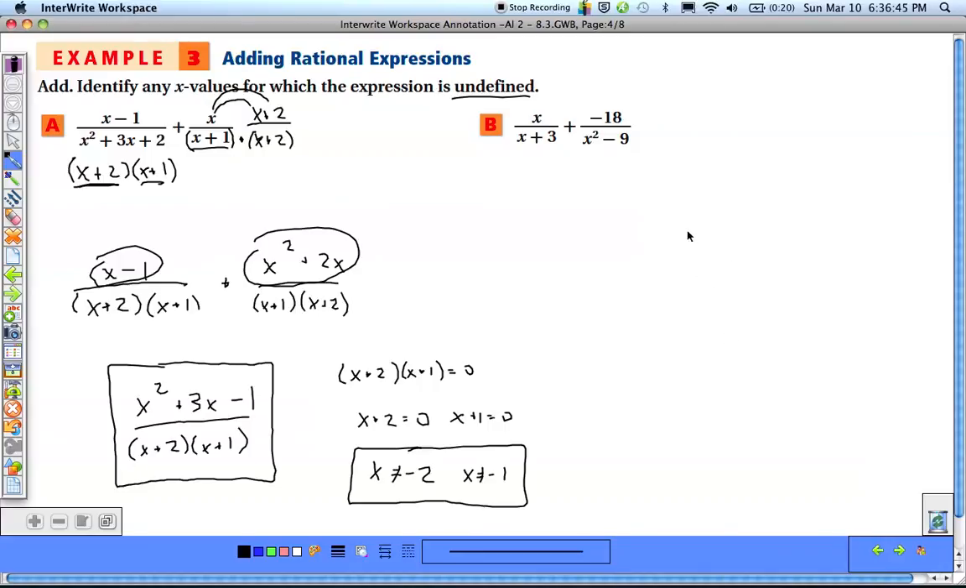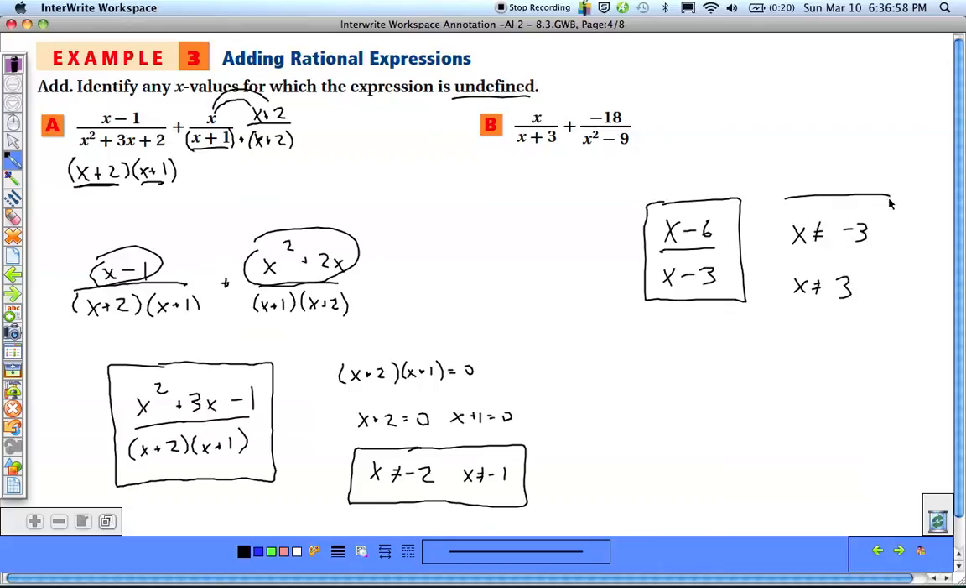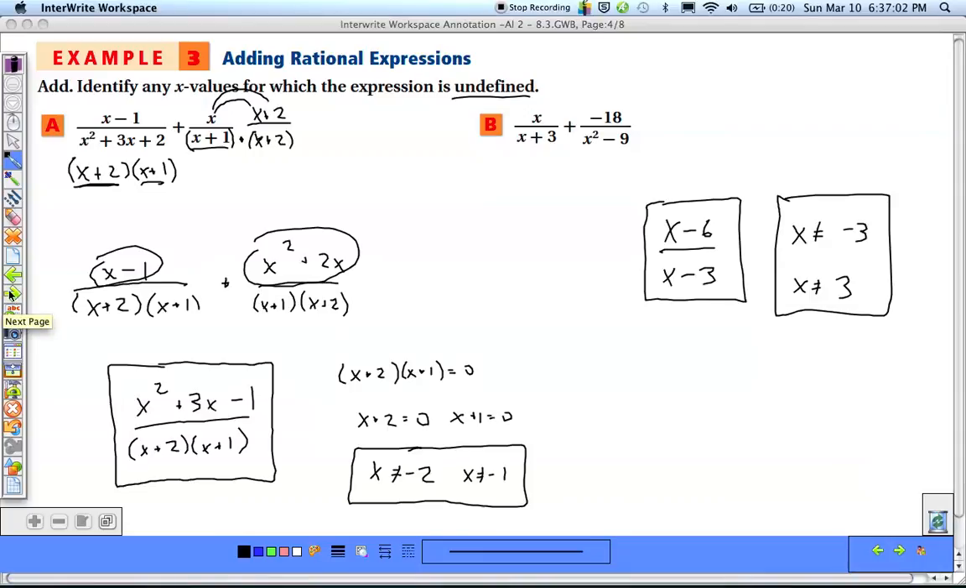The answer that we should get for this once we actually reduce it is x minus 6 over x minus 3. And our values for which this is undefined would be negative 3 and positive 3. Because again, we're talking about before we reduce it, where would that denominator be equal to 0?